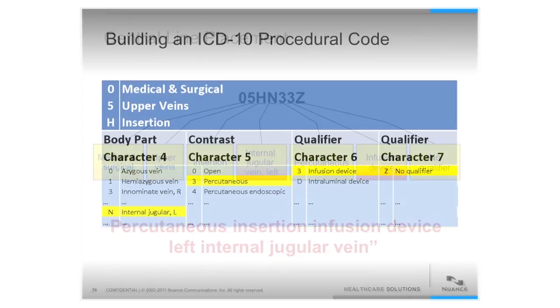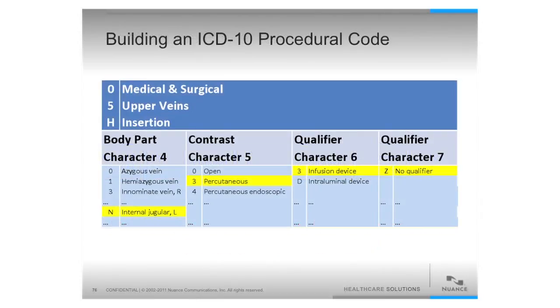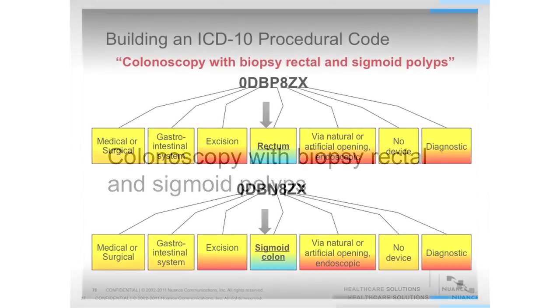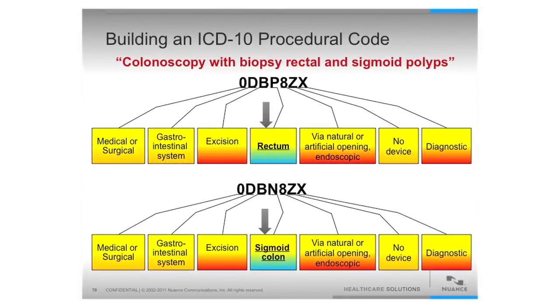Okay? Here's what they're looking at again. If you left something in there, there'd be an intraluminal device. Now, colonoscopy, biopsy, rectal, and sigmoid polyps. Again, coder's going to build it.